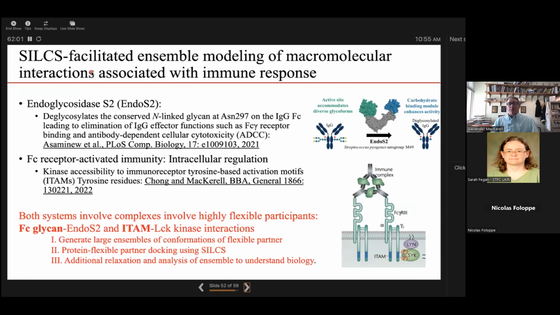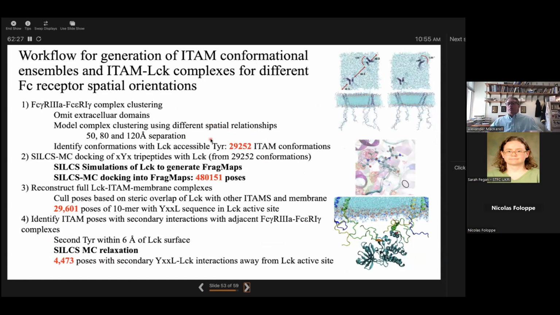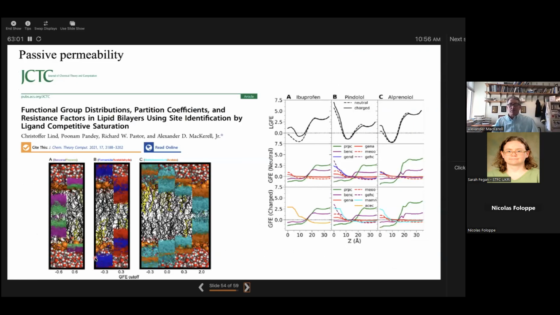And then we've also been using it for understanding intermolecular interactions, where we're looking at ensembles. We generate large ensembles of interactions between, say, ITAMs and kinases. So this is more of an application approach to understand signaling. And with the SILCS technology, you can generate huge ensembles of conformations, 30,000 conformations. You can then use SILCS for comprehensive docking to generate almost 500,000 poses of the ITAMs interacting with LCK. Then based on overlap, trim that down. And basically you can start to understand how, as receptors come together, it increases the potential for binding to a kinase. I'm obviously going through this very quickly, but it speaks to the utility of the SILCS technology.